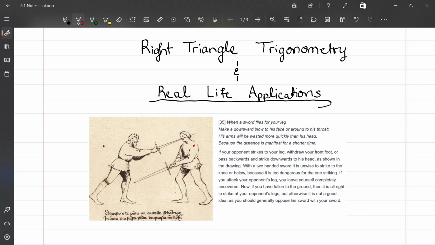The reason for that is to do with right triangles. If I start at the shoulder of the adversary and then draw a line out straight and horizontal, which represents the longest possible distance that the adversary could strike at the master.